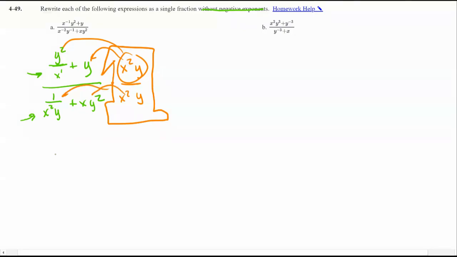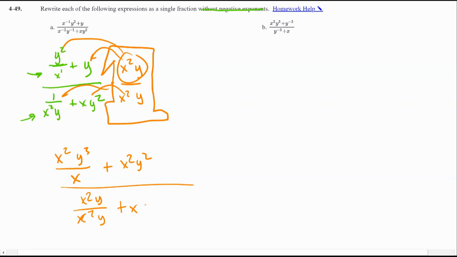So on this one here, we get x squared y to the power of 3 over x plus x squared y squared over x squared y squared over xy, my bad, over x squared y plus x to the power of 3 y to the power of 3.